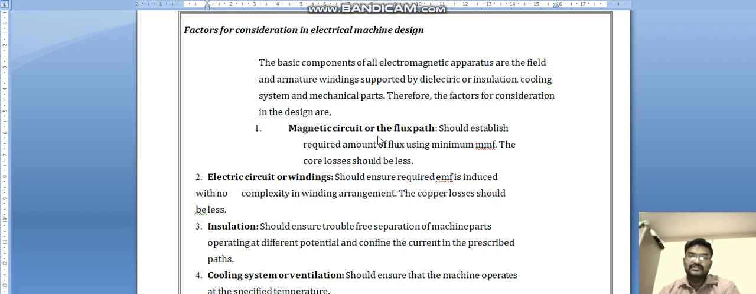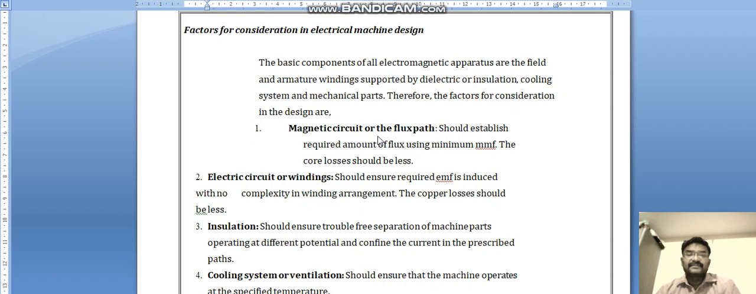The core losses should be less if you go for a lesser value of magnetic motive force. If the magnetic motive force value is more, then the core losses will be high, as well as the size of the machine will increase. To avoid that, the magnetic circuit or flux path should establish the required amount of flux with minimum MMF. Second one, electric circuit or winding should ensure the required EMF is induced with no complexity in winding arrangement.